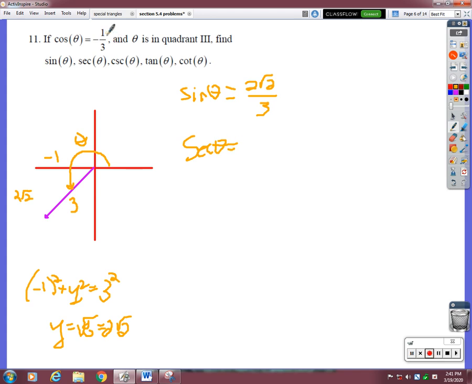The secant of that angle. Cosine is x over r. Secant is r over x. So those are just inverses. So secant is going to be negative 3. Cosecant. So sine, so let's put that up there. These are inverses of each other, so I'm just going to flip that over.